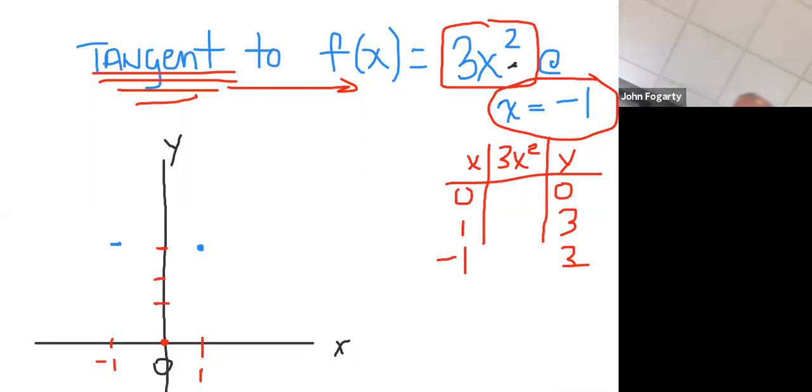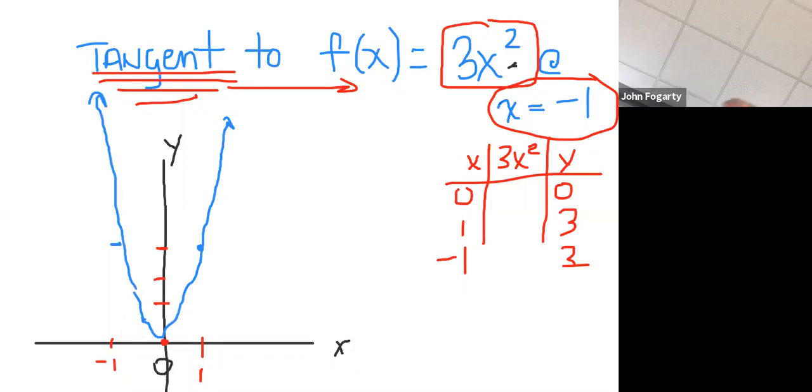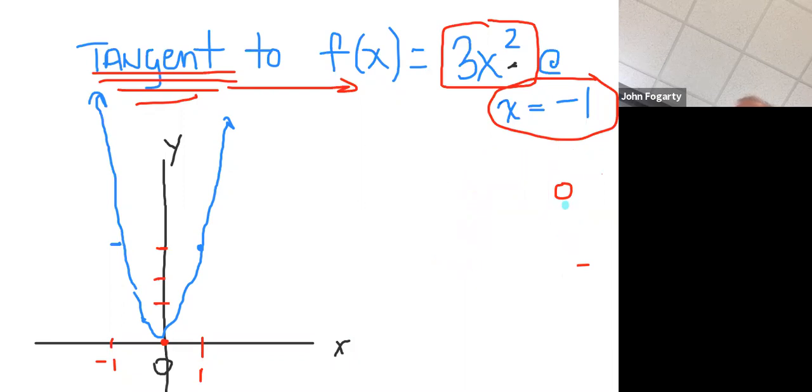All right, now pay attention. This is what your parabola looks like. It's really steep, right? Now, the question says, write the equation of a line that's tangent to this picture at x is negative 1. Well, we know what we mean by that, right? So we mean tangent.